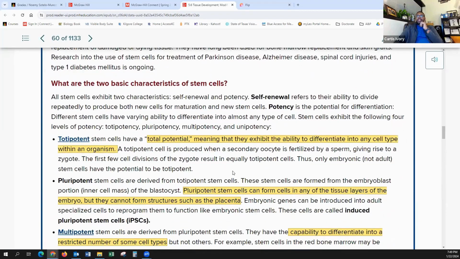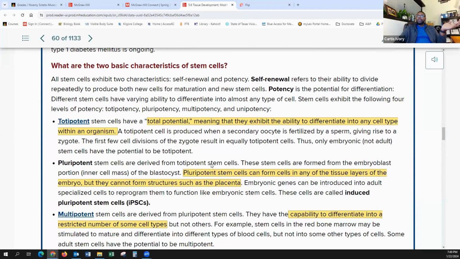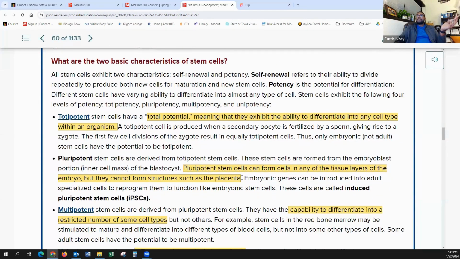So stem cells, we have different types of stem cells. We have what's called totipotent, which means total potential, which means they can potentially become anything that they want. Pluripotent, they can become any tissue layer of the embryo, but they can't become structures such as the placenta. So they're kind of close to totipotent, but they get put in a category to where they can't go back, but they can still become anything else, but they can't do what the totipotent stem cells can do.